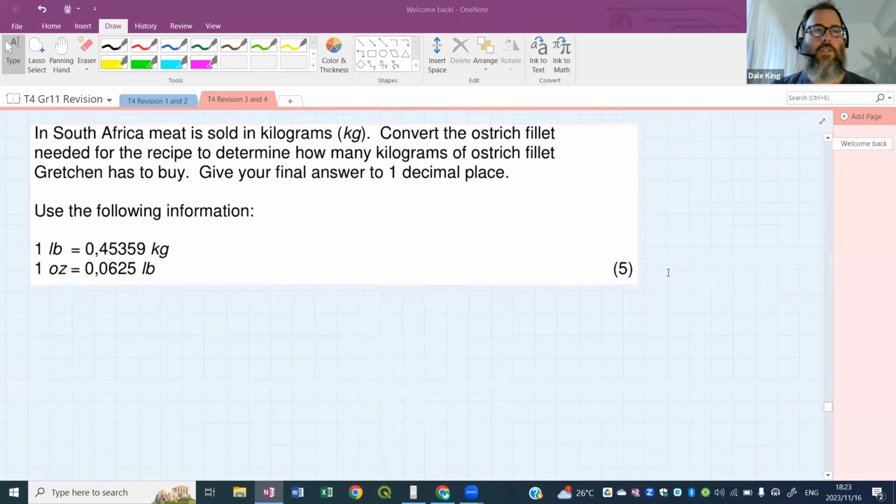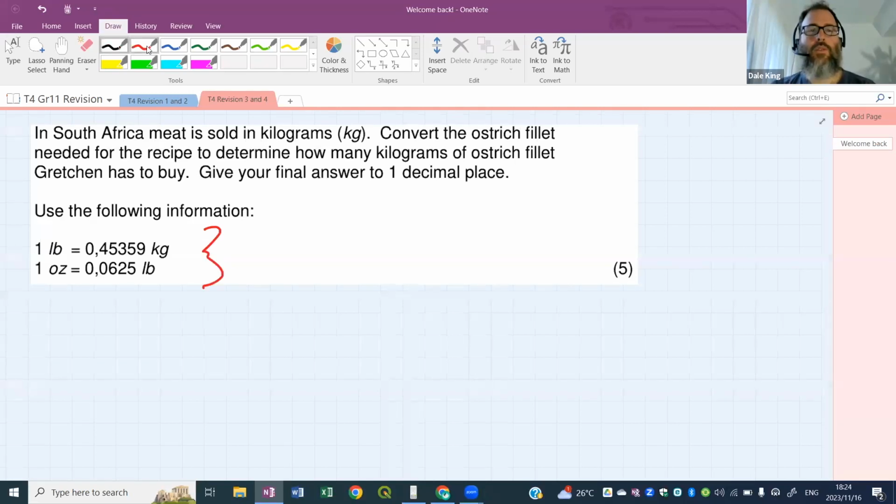Here we go. Here's another scenario. In South Africa, meat is sold in kilograms. Convert the ostrich fillet needed for this recipe to determine how many kilograms of ostrich fillet Gressim has to buy. Give your answer to one decimal place. All right, so finally we get to this conversion. I was worried where this question is. And here we go. Here are the conversions for this.